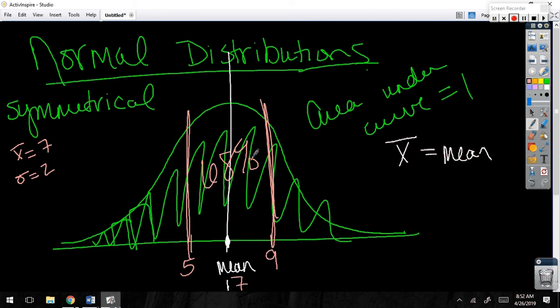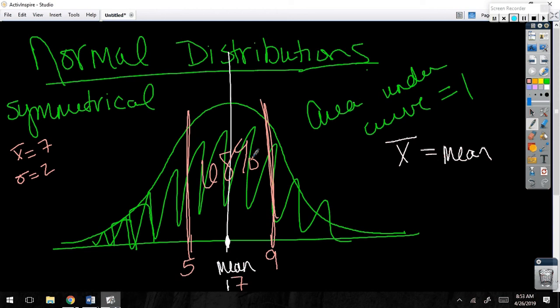That's why with standard deviation, the bigger the standard deviation, the more stretched out your data is, the further out it goes. One standard deviation away from the mean on either side contains 68% of your data in between, in that pink part right there. So the probability of having a value between 5 and 9 is 68%.